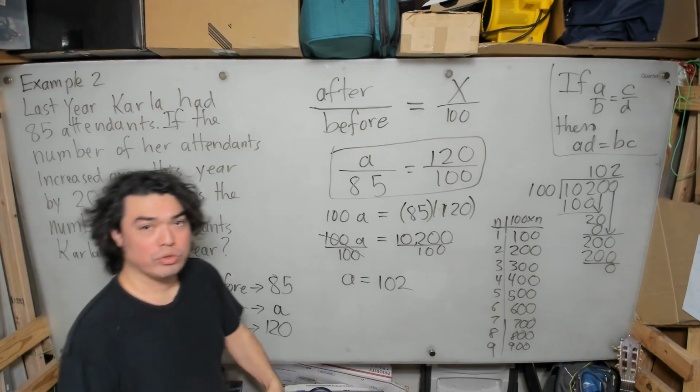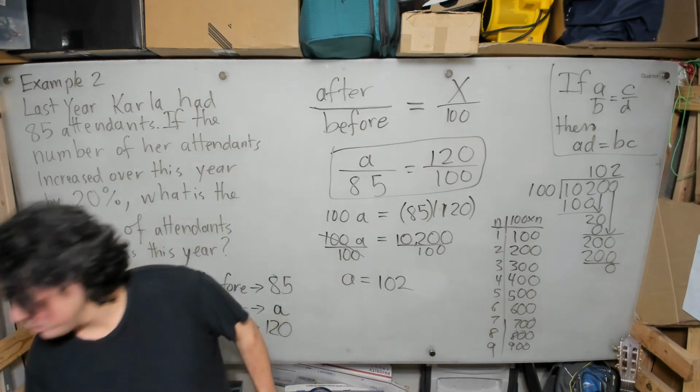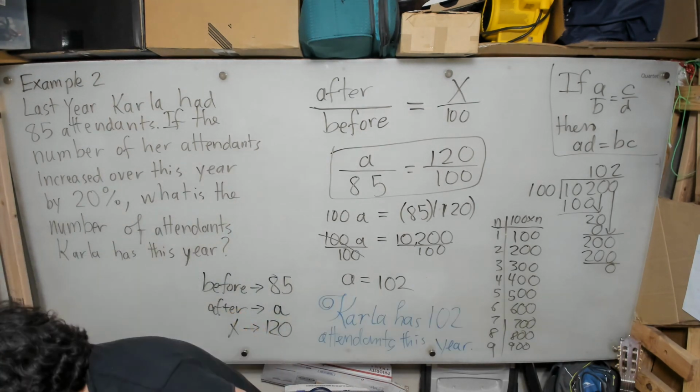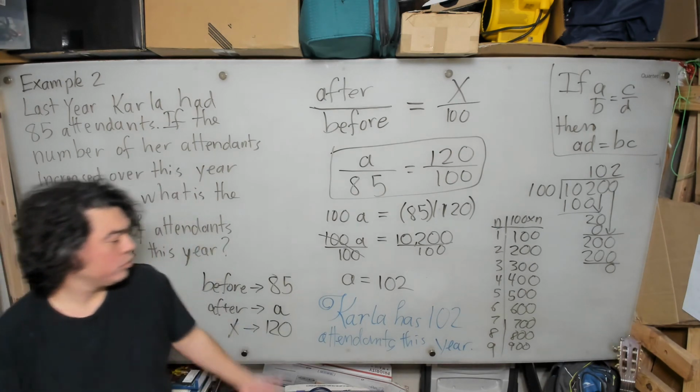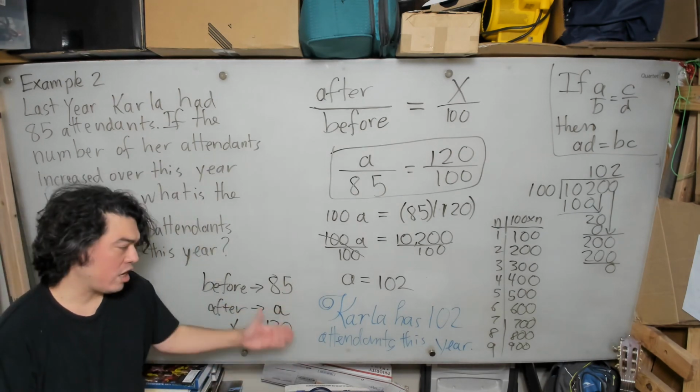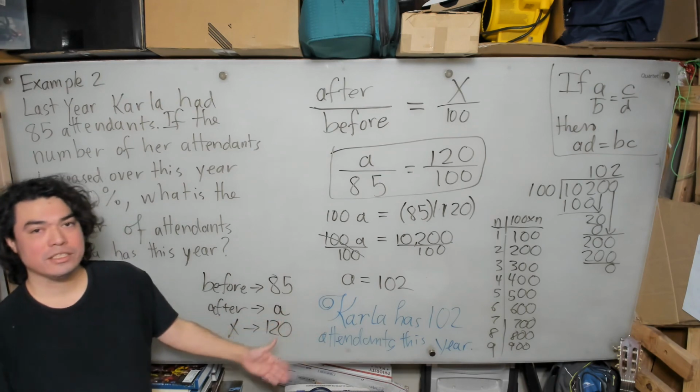Okay? And so now we're going to state the result of this problem. So we can state the answer. Karla has 102 attendants this year.